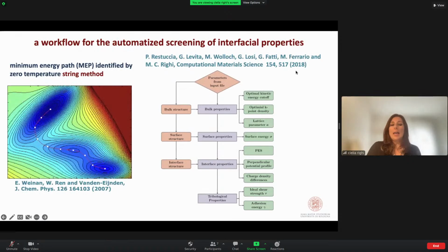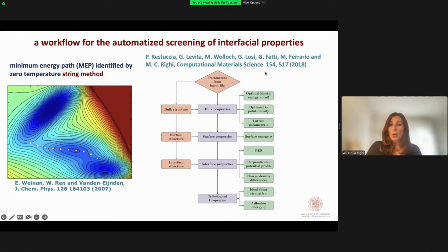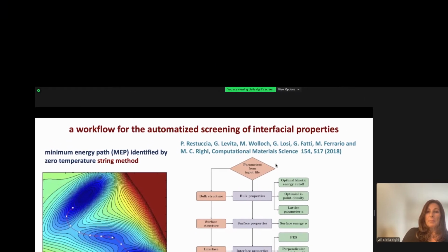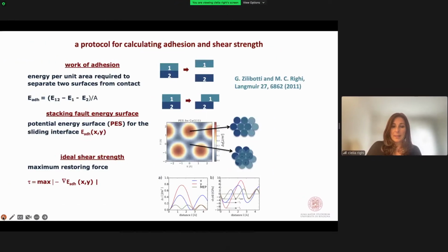So first of all, I introduced a protocol to calculate two very important figures of merit in tribology by first principle calculations. The work of adhesion, that is defined as the energy required to separate two surfaces from contact, and the ideal shear strength, that is the maximum resistance to sliding of an ideal interface.